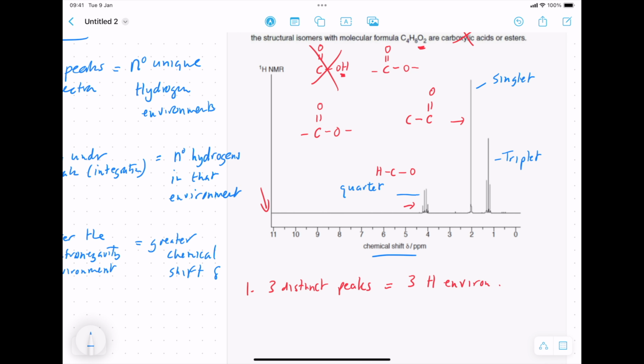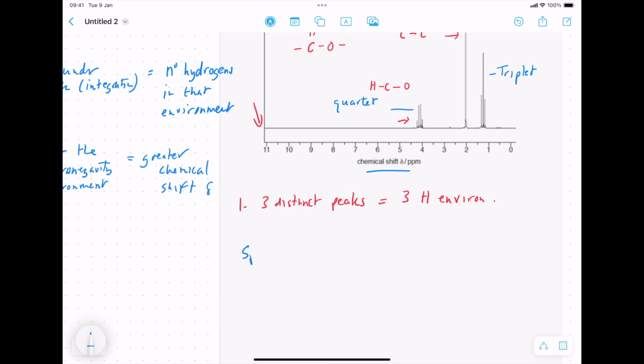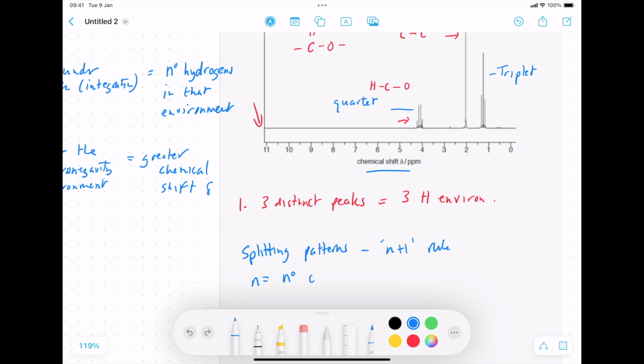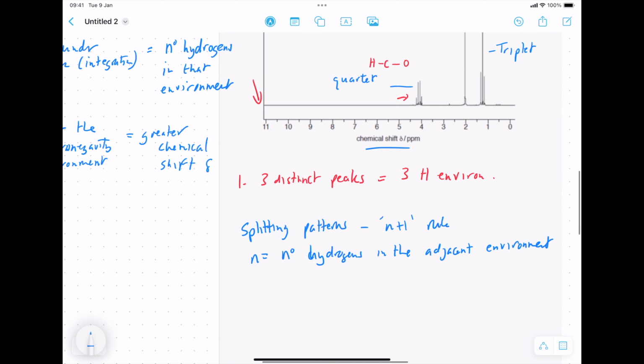Let's just quickly go over splitting patterns. So splitting patterns are determined by what is called the N+1 rule. So N is equal to the number of hydrogens in the adjacent environment. So if you have 2 carbons next to each other, both with hydrogens on them, what you have to do is you look at the carbon immediately next door to the environment you are considering, and then you count the number of hydrogens.